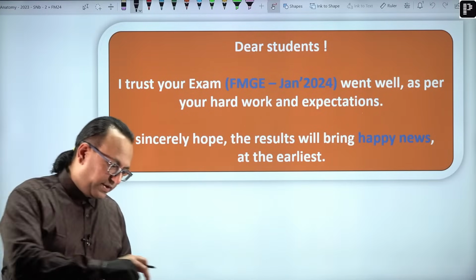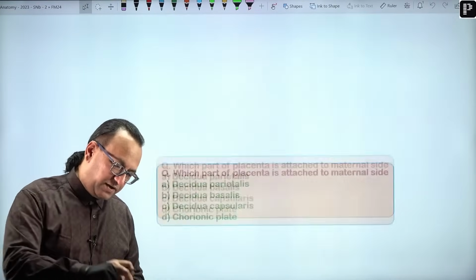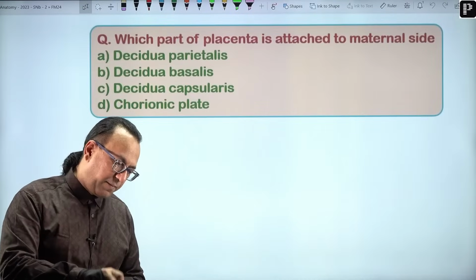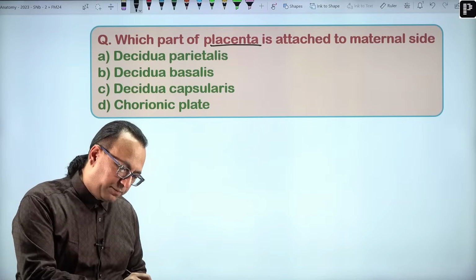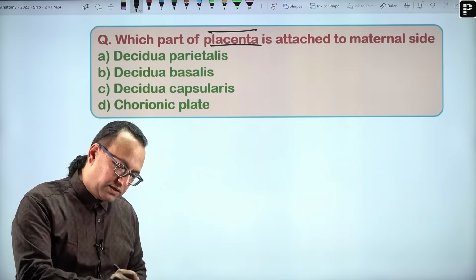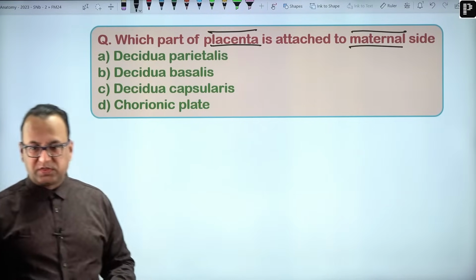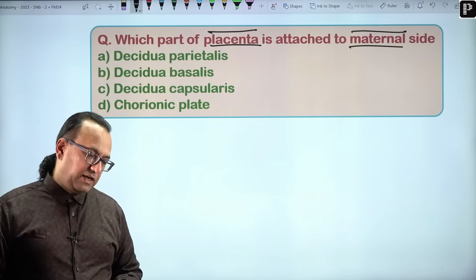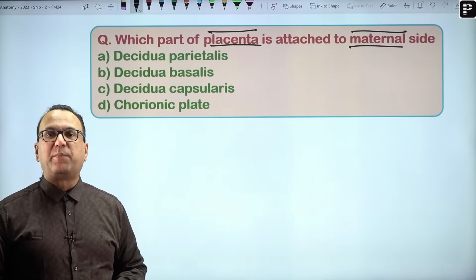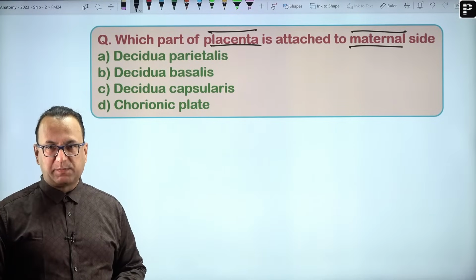Right, so we are starting with the very first question here, and it is asking us about the placenta. Which part of the placenta is attaching to the maternal side? So that is one of the questions we have got. Now when we talk about the placenta, it will have two components. One is maternal and one is paternal.